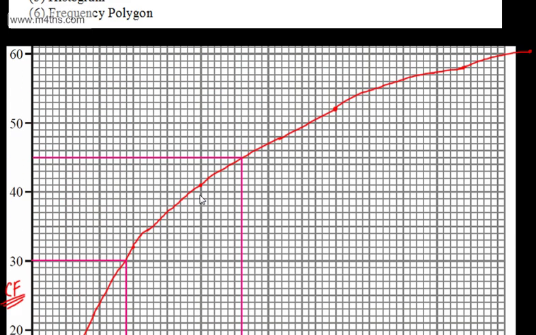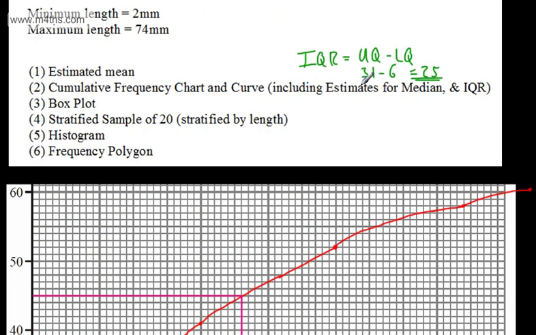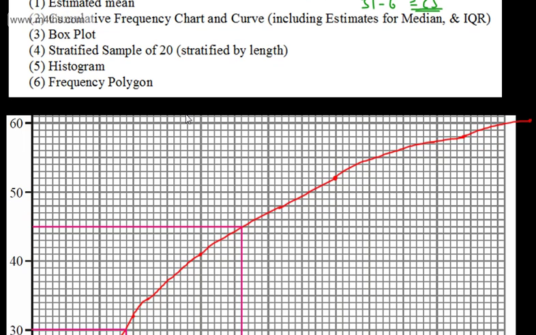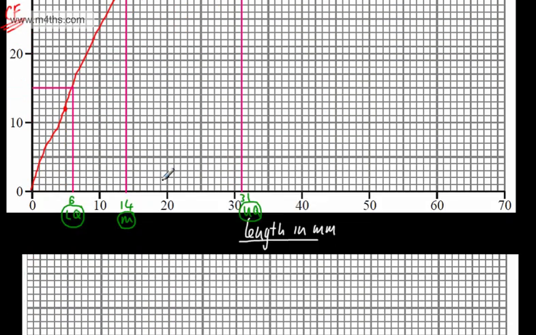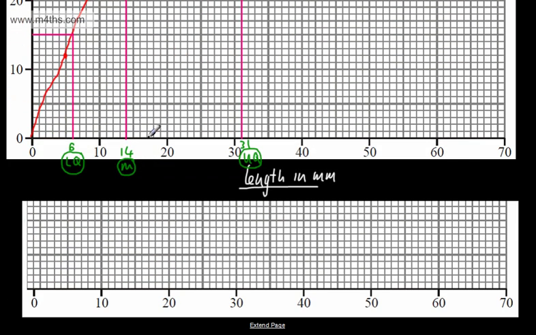So that is a cumulative frequency curve. These are estimates now for the median, the quartiles, and we looked at the interquartile range. What we're now going to do is draw a box plot. You can draw a box plot off the bottom of this cumulative frequency curve. What we need to consider though is that we have the other two values.